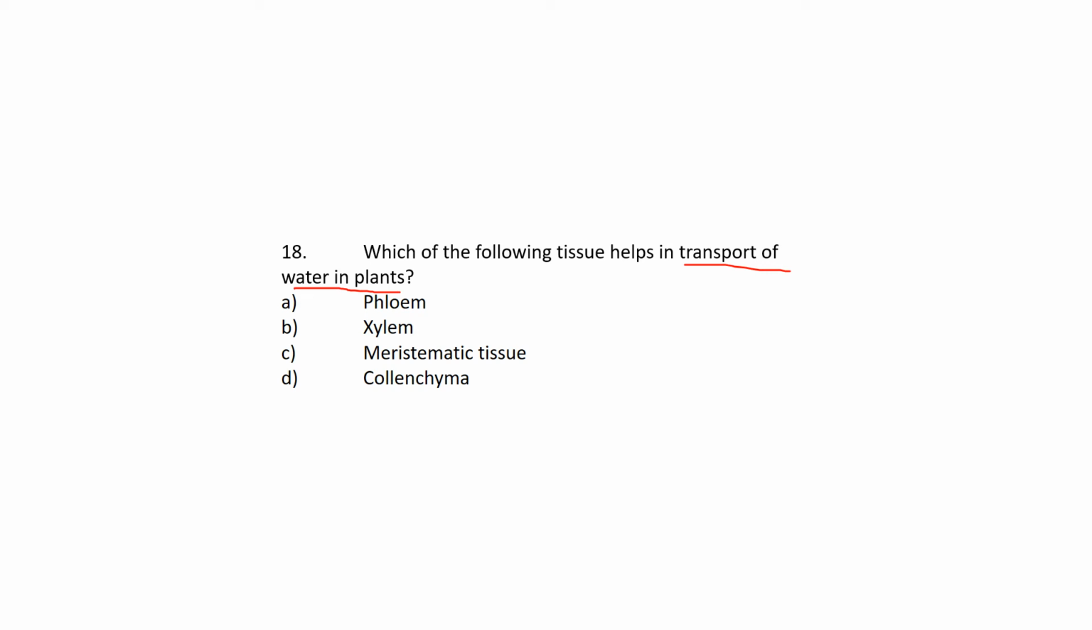So here come to the options. First is phloem. No, phloem will not be the answer because phloem transports food. Second is xylem. Let's talk about xylem afterward. First comes the meristematic tissue. The function of meristematic tissue is only the growing part, not to transport anything. So meristematic tissue will not be the answer. And collenchyma, no. Just now we saw two functions of collenchyma, so collenchyma does not transport water in plants. So the remaining one is xylem. So the correct answer of our question is xylem. We will discuss xylem in detail in the next slide.